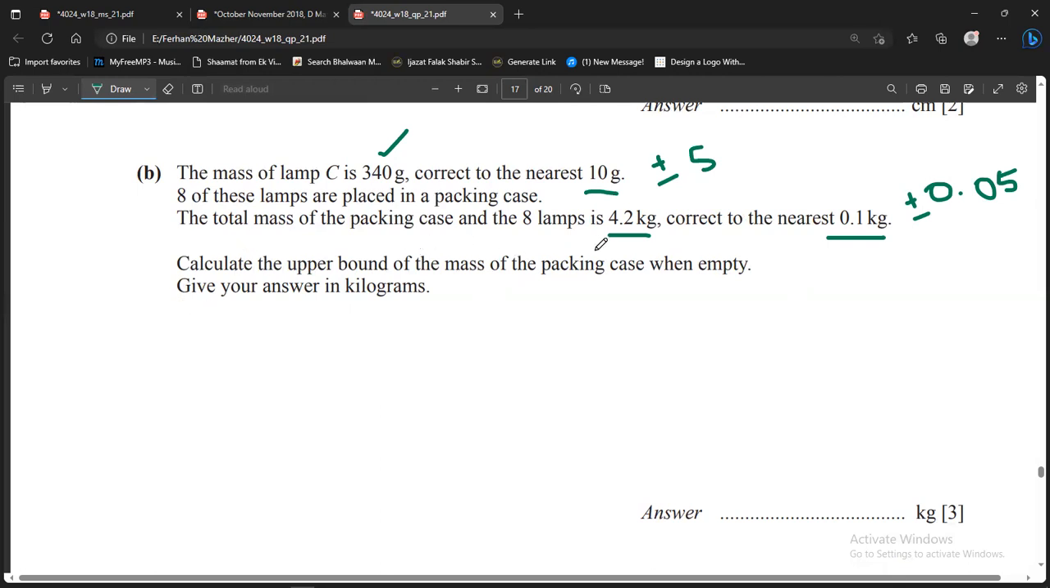Calculate the upper bound of the mass of the packing case when empty. Okay, so the packing case will be equal to the total minus the 8 lamps. Because you want which bound? You want the upper bound. So the total's upper value will be taken, and the lamp's lower value will be taken. So then you will have the upper value from this subtraction.